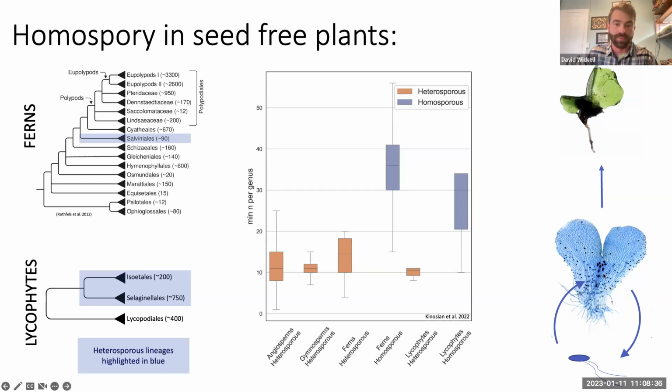In addition to these obvious differences in life history, genome sizes tend to be much larger and more variable in homosporous groups, shown by this lovely graph from an even lovelier review by Sylvia Kanosian last year, where you can see that these homosporous lineages have genomes that are 3 to 4 times the size of their heterosporous counterparts.